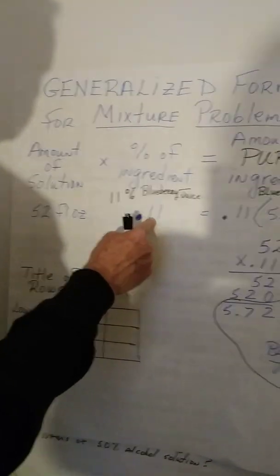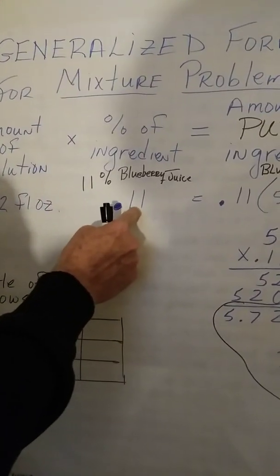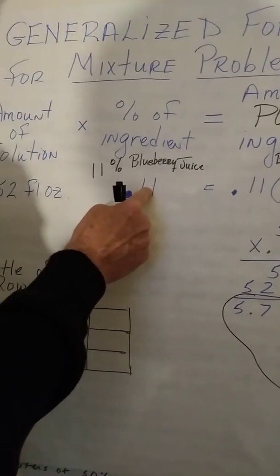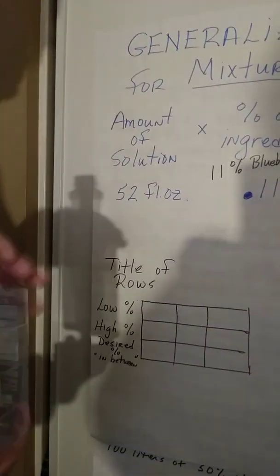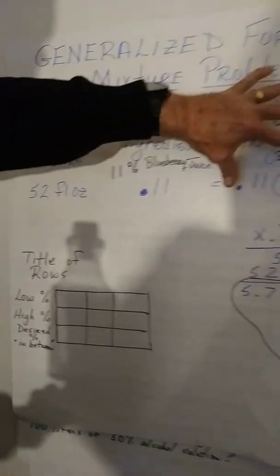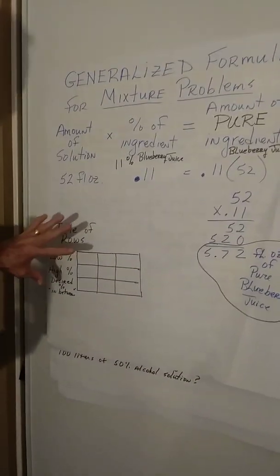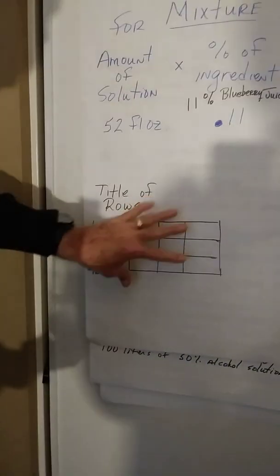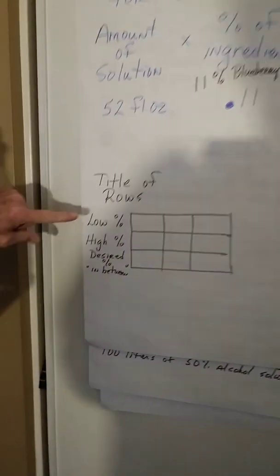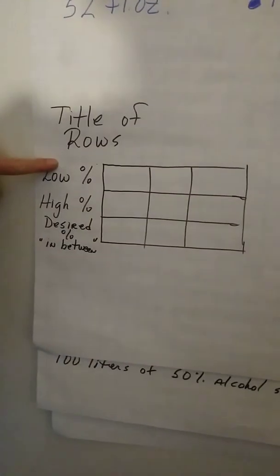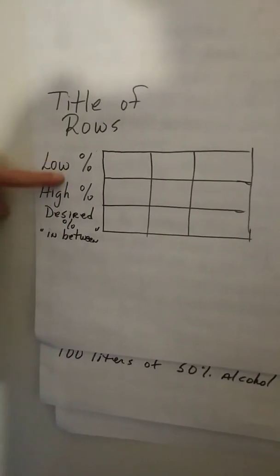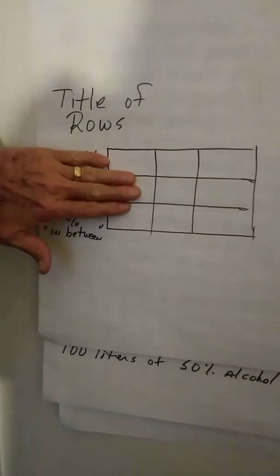Why blueberry? Because this was the strength. This was the percent of strength of the blueberry juice in that total. This is a generalized formula that we use to do a mixture problem. Now, before I leave this and pull this sheet out of the way, this is going to be a key aspect when we set up our chart. Don't worry about what's going to go in there.